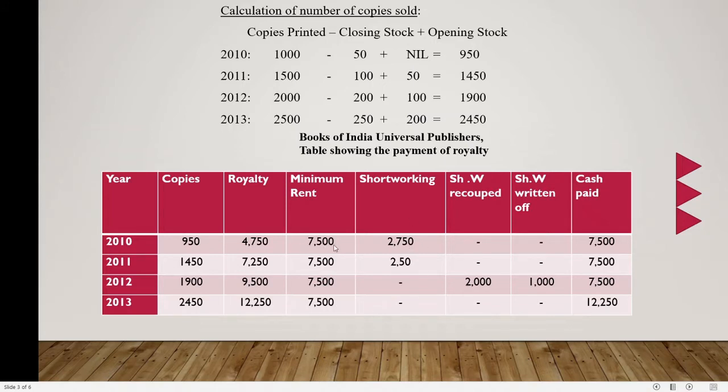Short working 7500 minus 4750, 2750. Short working recoup nil, return of nil, cash paid 7500. Short working here 7500 minus 7250, 250 short working. Short working recoup nil, return of nil, 7500 cash paid.